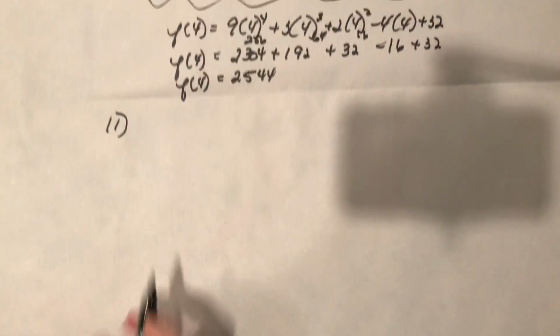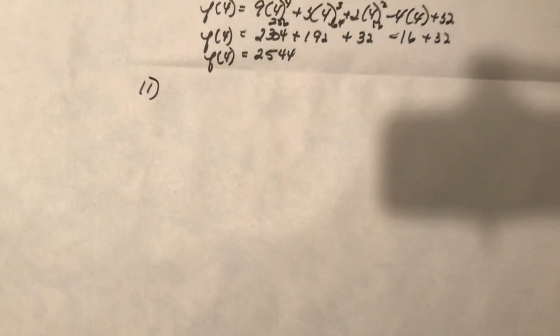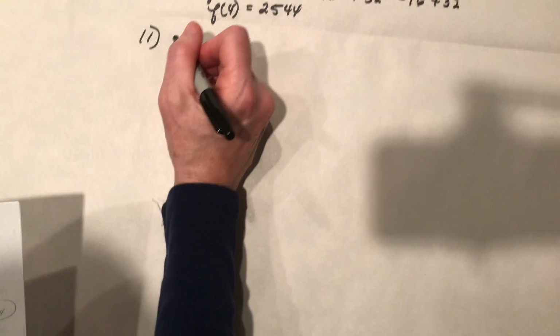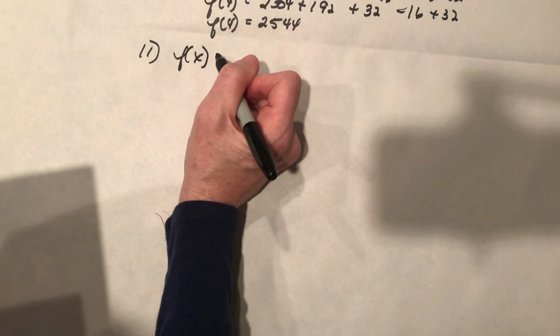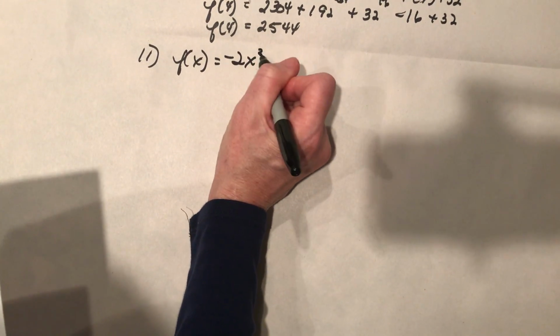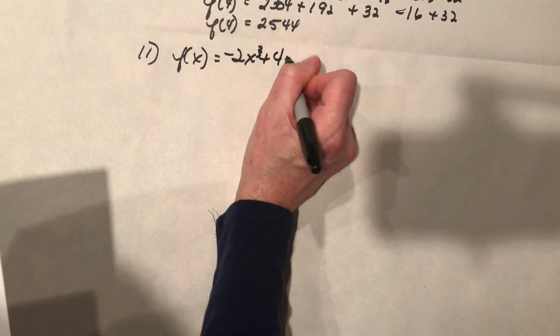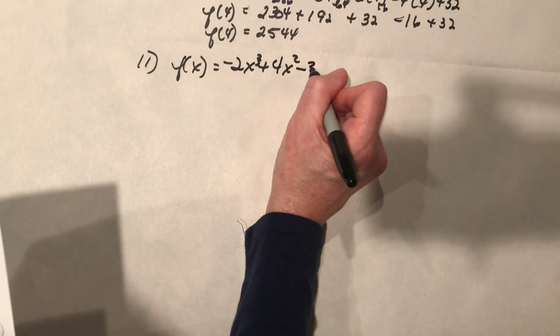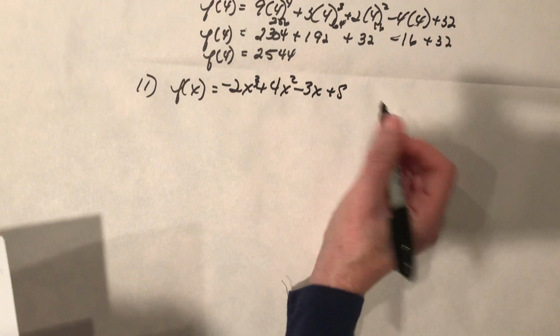Okay, number 11 is asking you to use the rational zero theorem to list all the possible rational zeros for the given function. So we've got f of x equals negative 2x cubed plus 4x squared minus 3x plus 8.